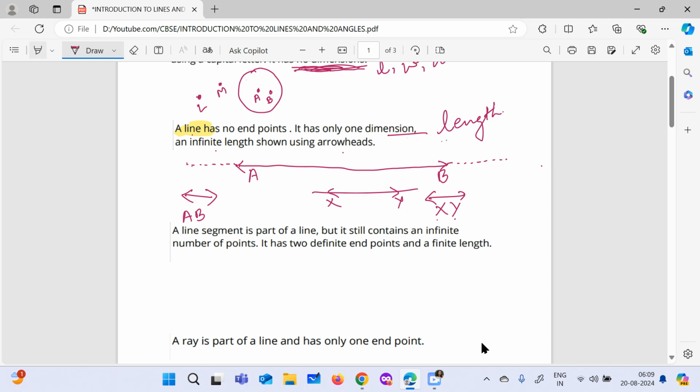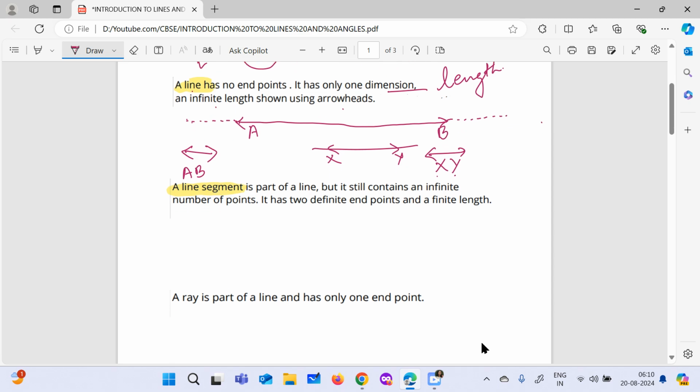Now, let's move to another term, line segment. See, this is a line and this is a line segment. What is the difference between these two? When we speak about a line, a line can be extended in both directions. But when we speak about a line segment, as the word says, segment means a part of something. So, a line segment is part of a line, but it still contains an infinite number of points. It has two definite endpoints and a finite length.